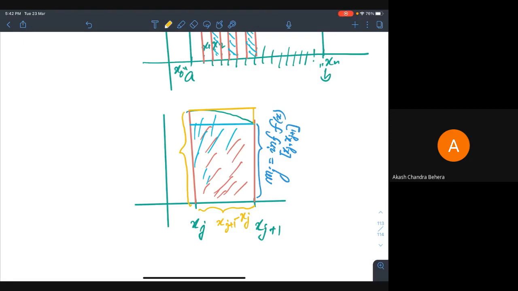So this is the supremum of f(x) on x_j, x_{j+1}. I should write it properly. This is the supremum over x_j to x_{j+1} of f(x). We call it capital M_j. Okay. All right.